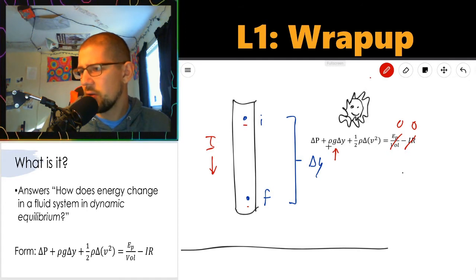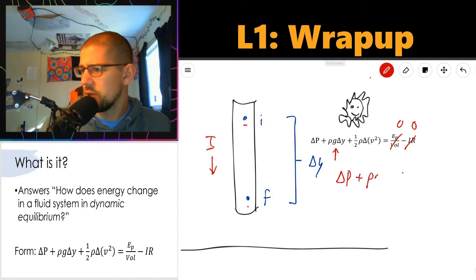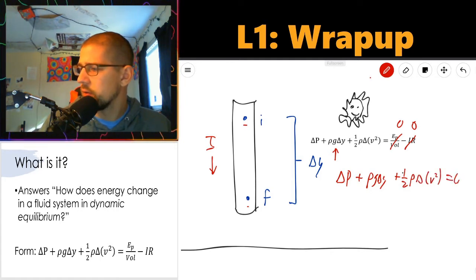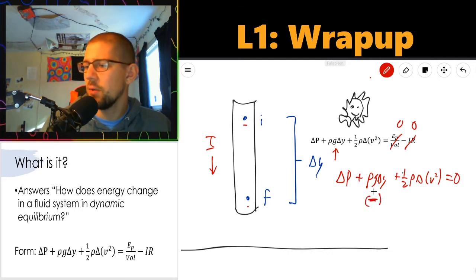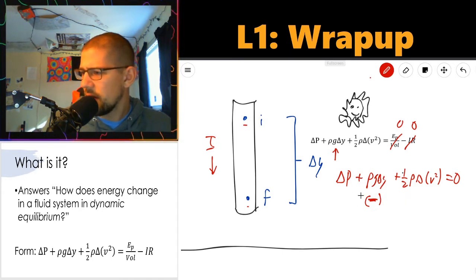So I've got rho g delta y. Is height increasing or decreasing? Well, height is decreasing, so delta y is going to be a negative number. So delta P plus rho g delta y plus 1/2 rho delta of v squared equals 0. This term is going to be a negative number because our height is decreasing, rho is a positive number, and g is just the positive constant for gravity. So delta y is the thing bringing in that negative here. So the question is, in order for this to equal 0, are both change in pressure and change in speed positive? Or is it only one? Is one negative, one positive?